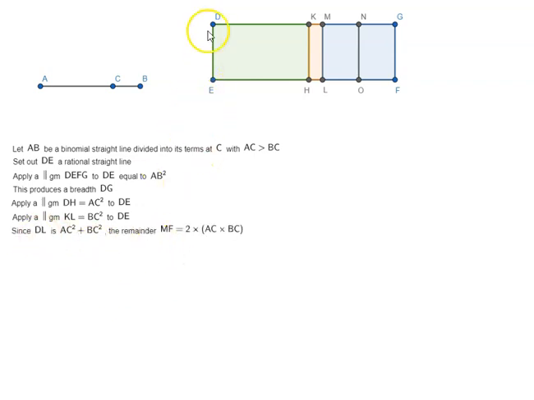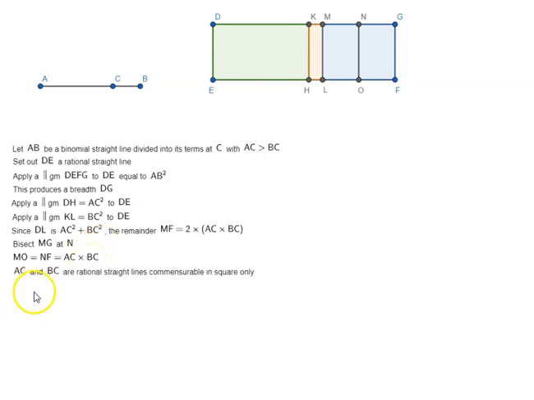Now, since DL is AC square plus BC square, the remainder MF is going to be 2 times AC by BC. Bisect MG at N. So MO will be equal to NF, equal to AC by BC. So basically 2 times AC by BC is MF. We have cut it into half so that each half is AC by BC.